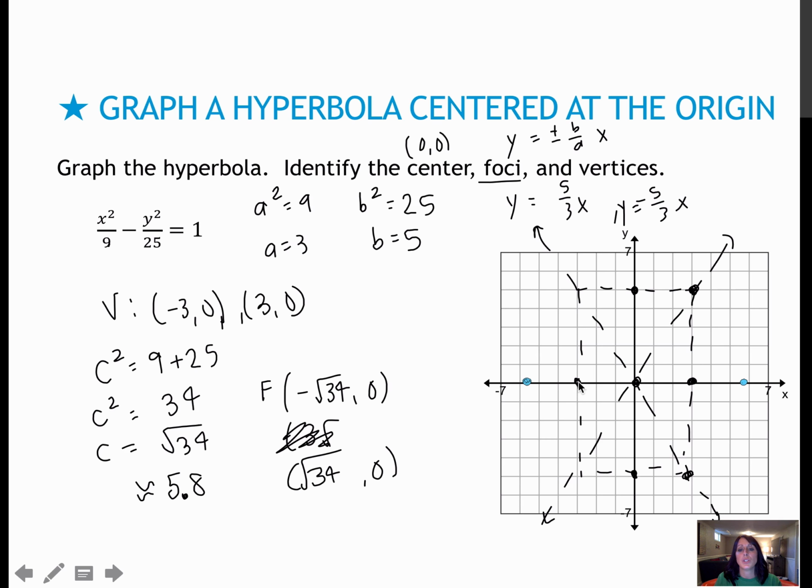And then all I have to do is use my asymptotes and my vertices to draw in my hyperbola. Just pretend I hit that point. And it looks something like that. Again, because the x came first, that's how I knew it was going to go this way rather than this way. If the y comes first, it's up and down rather than horizontal.